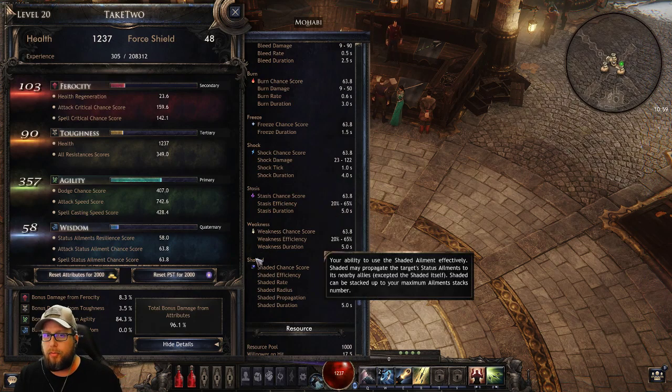And then shaded from shadow damage. This is a little wordy, but we'll read it. Shaded may propagate the target's status elements to its nearby allies, except the shaded itself. Okay, so basically in layman's terms, shaded, which is procced with shadow damage, is saying we can take all the status effects or ailments from the mob we're targeting and spread that to all nearby allies. Well, how big is that radius? It just says nearby allies.